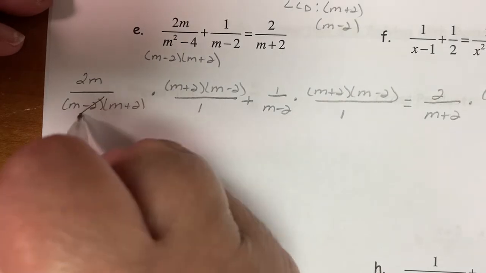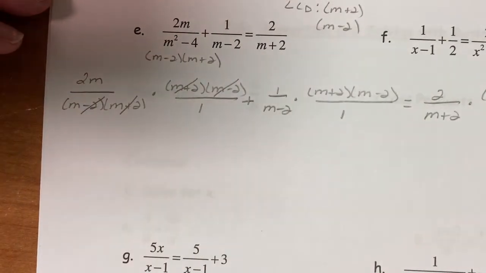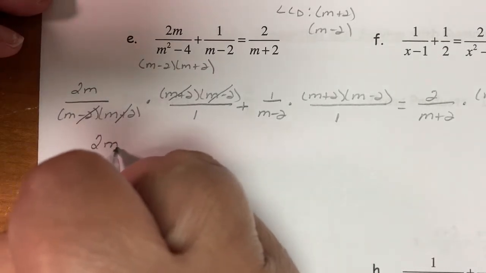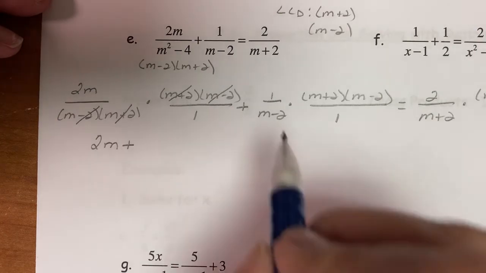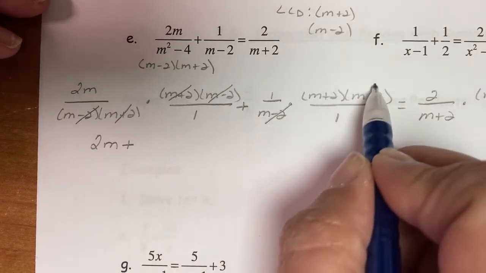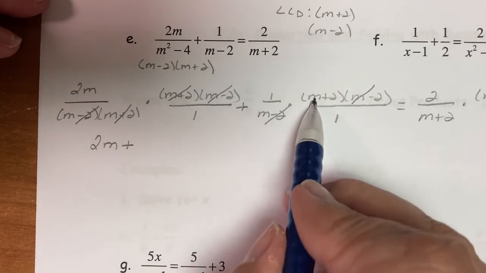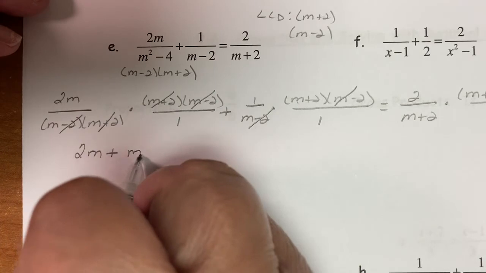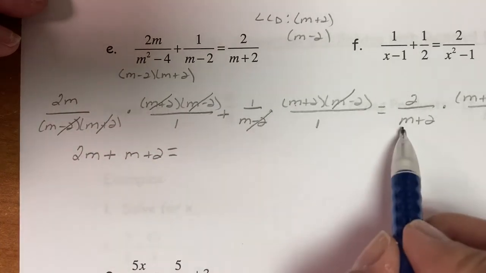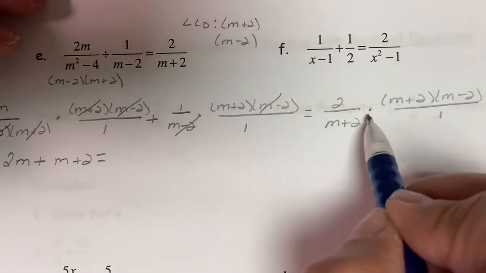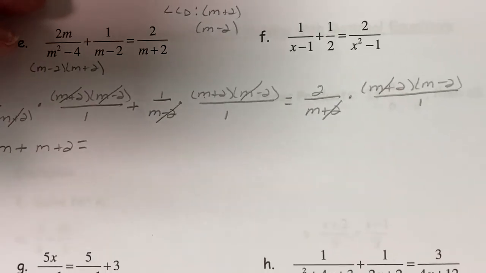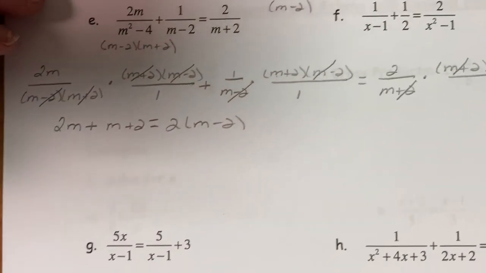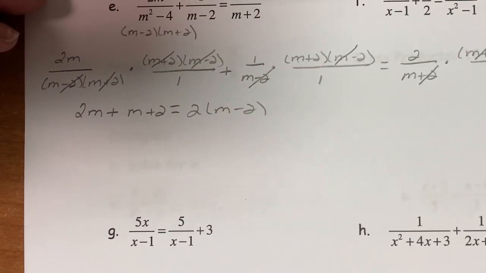So here in the first fraction, the m minus 2 and the m plus 2 cancel out, and we're left with simply 2m plus, when I look at the second fraction, the m minus 2's cancel out, and I'm simply left with m plus 2 times 1, which is simply m plus 2, is equal to, when I go to the right-hand side of my equal sign here, the m plus 2's cancel, and I'm left with 2 times m minus 2. So all of that mess goes down into here.